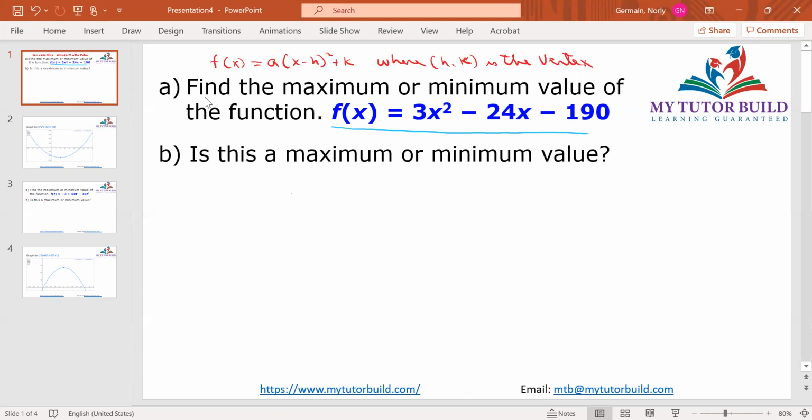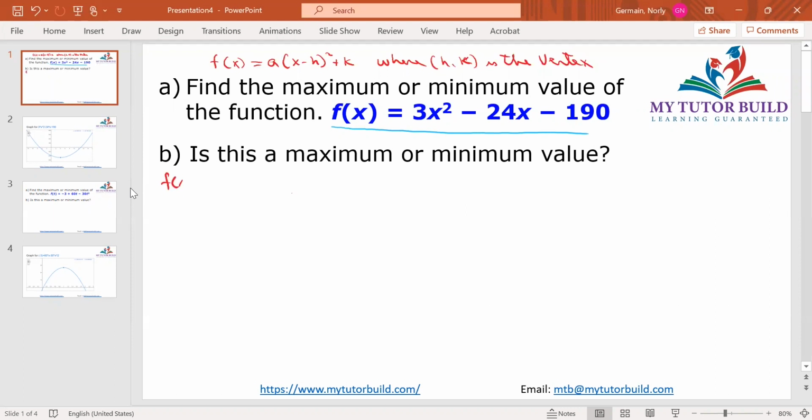Let's go first, because as I said, if you have a calculator, a graphing utility, you can use it to graph and you would identify the maximum or the minimum. But because for this function the coefficient of x squared is positive, you know this function would open upward. Okay, but let's identify the vertex first.